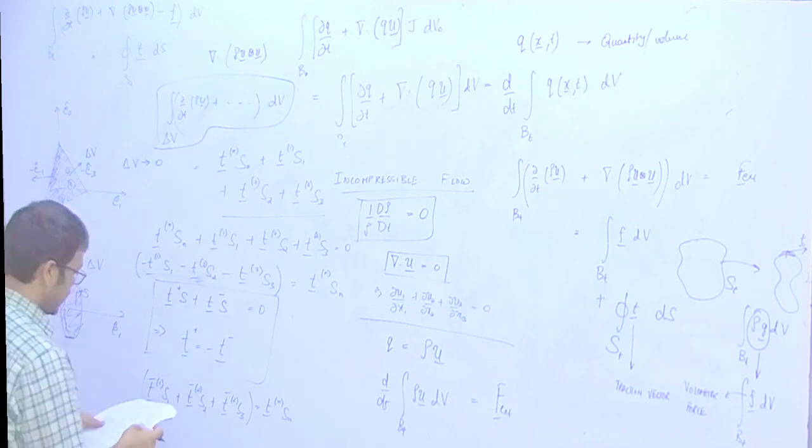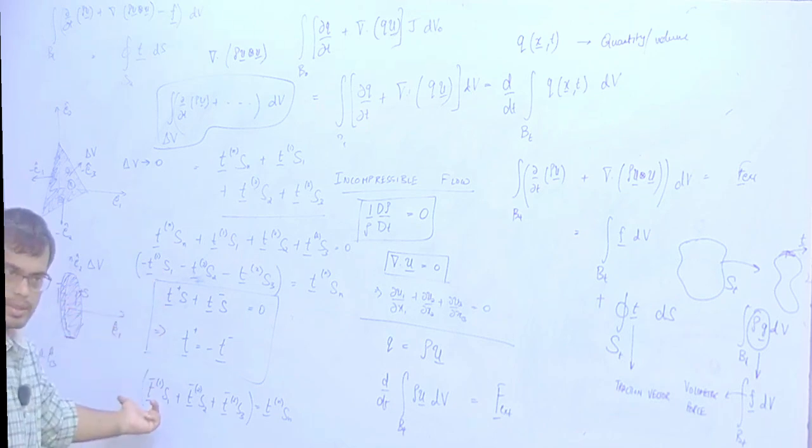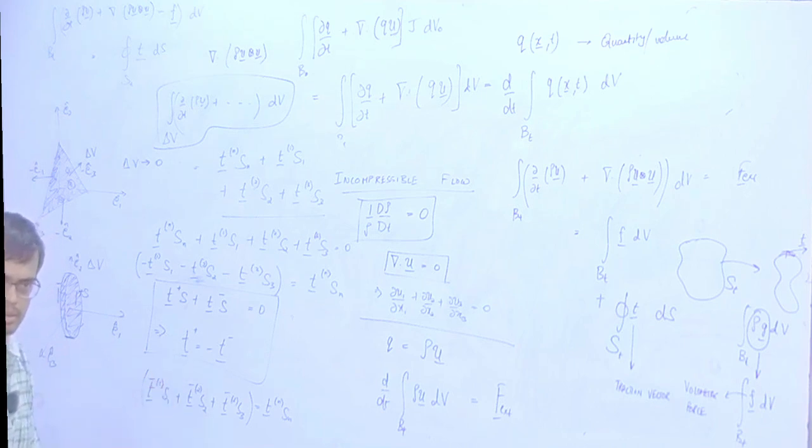What are S1, S2, S3 in terms of Sn? How can I write S1, S2, S3 in terms of Sn? I just replaced minus of T1 with another variable, some T vector here. I just replaced it with another variable. We are going to see in a minute what these variables are.